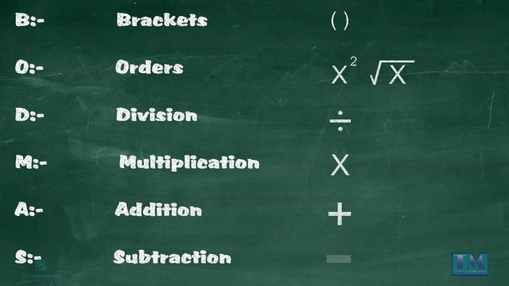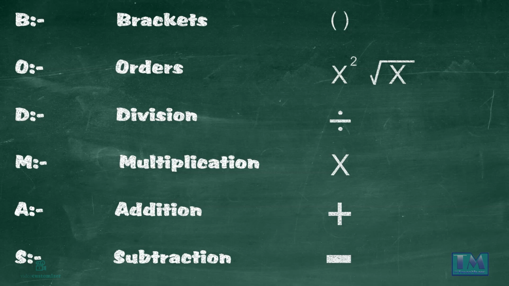If there are none of those, then you look for D, division calculations, and M, multiplication calculations, starting from the left to right of the equation you are doing. Division and multiplication are counted as equally important in an equation, so whichever you come to first, that one is the one to do from left to right.